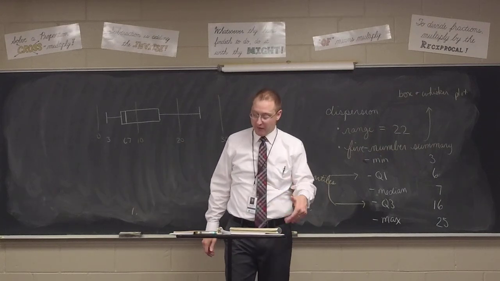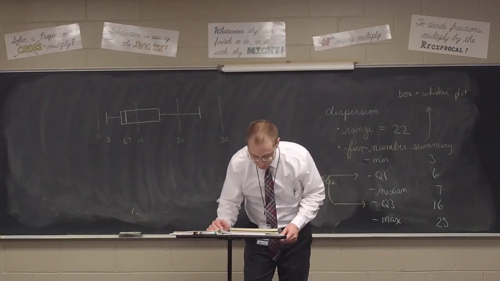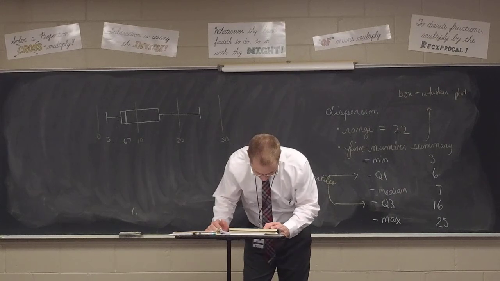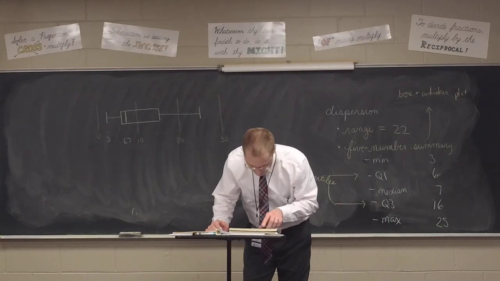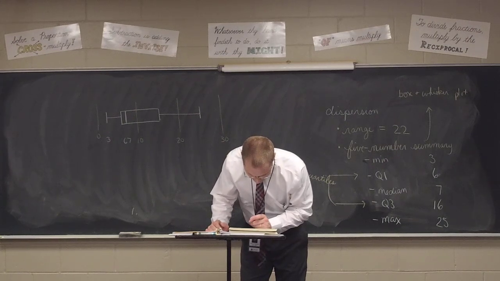It says write the five-number summary of the given box and whisker plot. Well, the first thing you'd have to do is figure out what's the minimum value. Well, that's the beginning of the whole plot. That would be at 29. Then the first quartile is at 59. Good. The median is at 79.